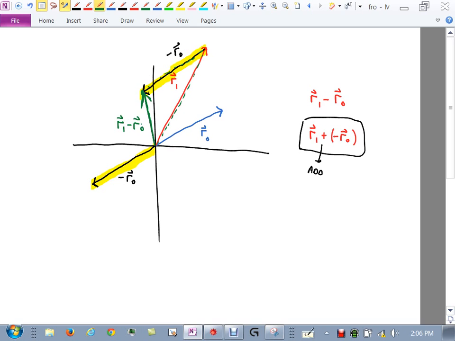Do you all see that? But because vectors can be moved around, do you also see that if I move that around and move it here, it's the vector that connects the tips of the two vectors we started with, R1 and R0? Yes? Any questions on that?